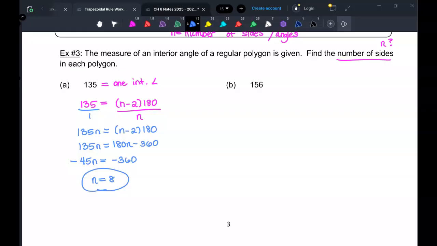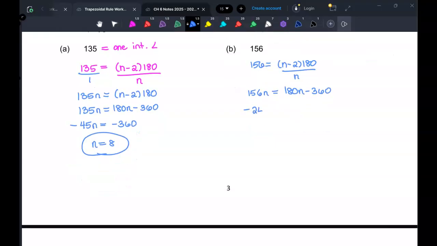Now we have an even bigger angle, 156. This should be easy. We're going to set it up exactly the same. It's always going to be 180n minus 360. I guess if you want to, you can skip a step. Okay, 156 minus 180 is negative 24. So when we divide, n equals 15.